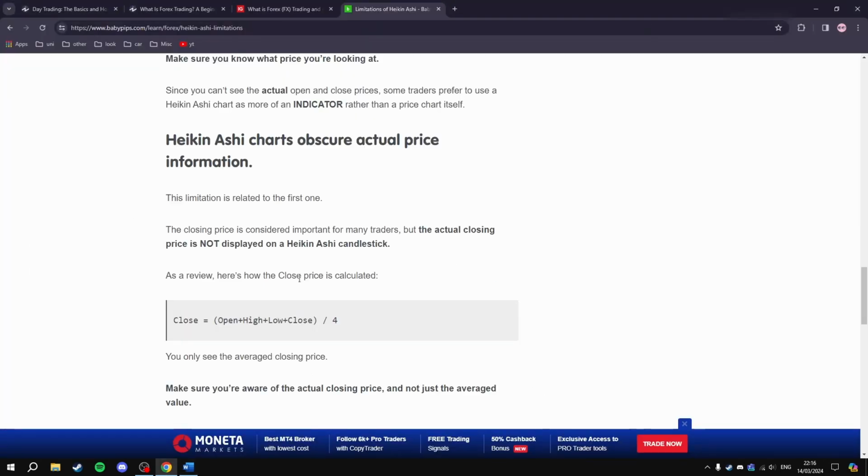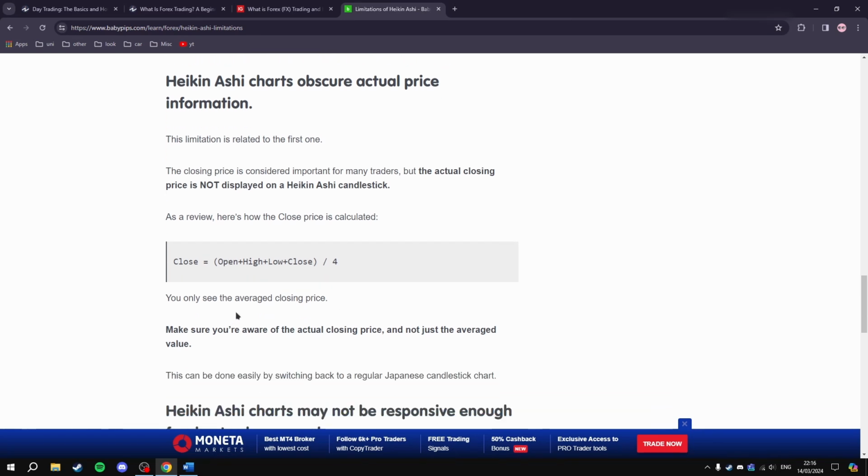As a review, here's how the close price is calculated. The close price is open plus high plus low plus close divided by 4. You only see the averaged closing price. Make sure you're aware of the actual closing price and not just the averaged value.